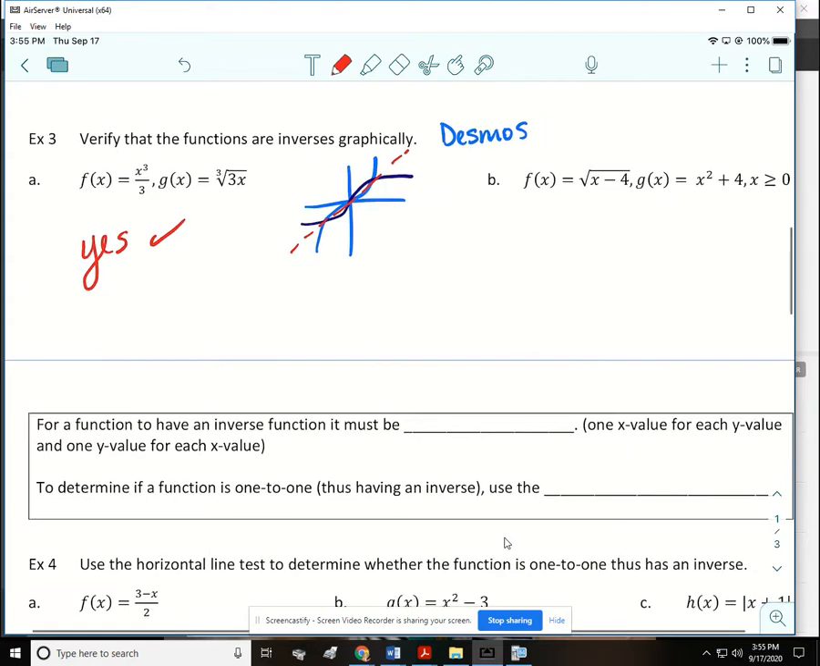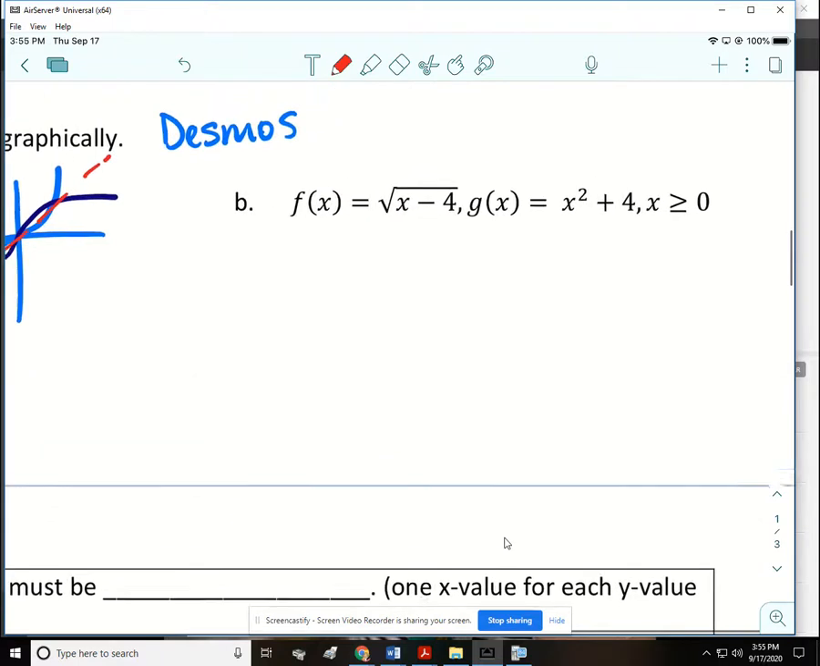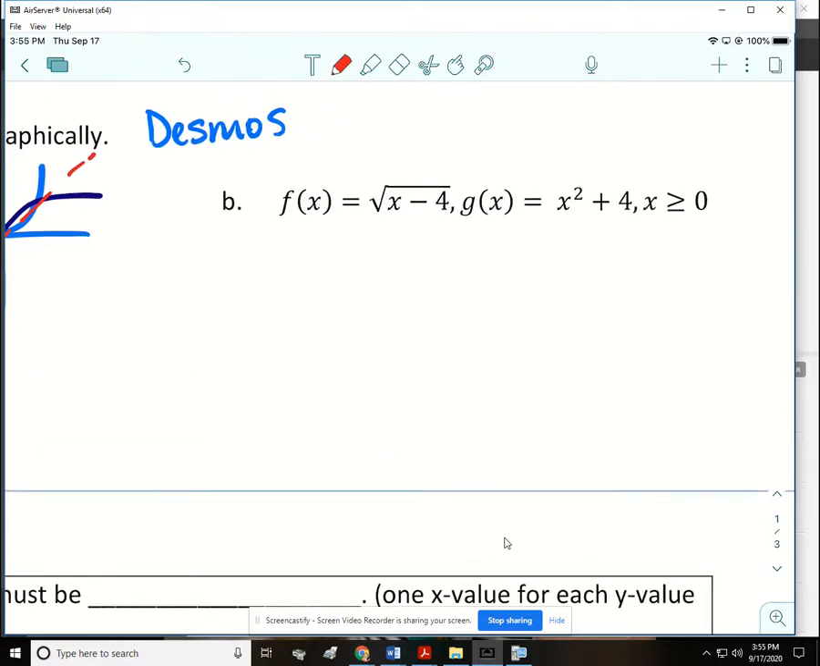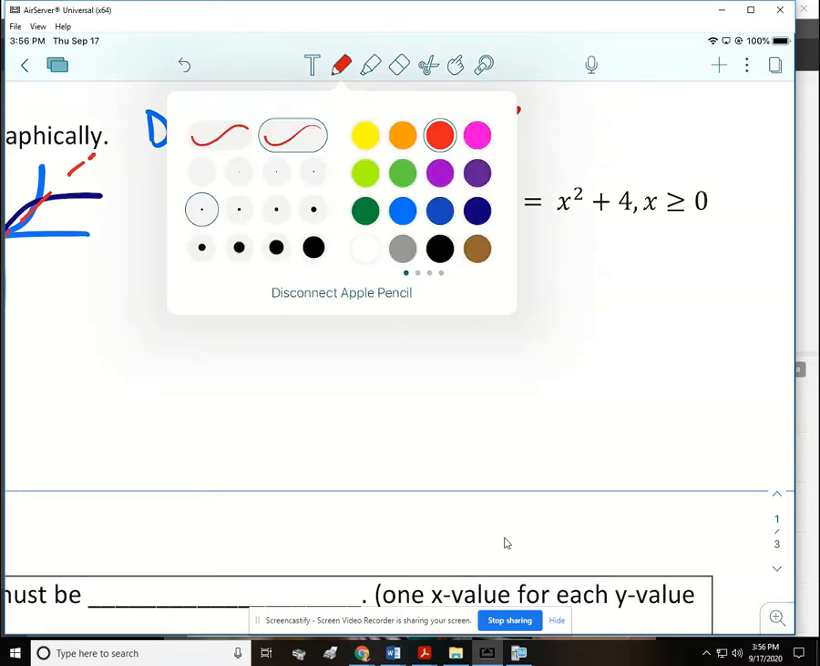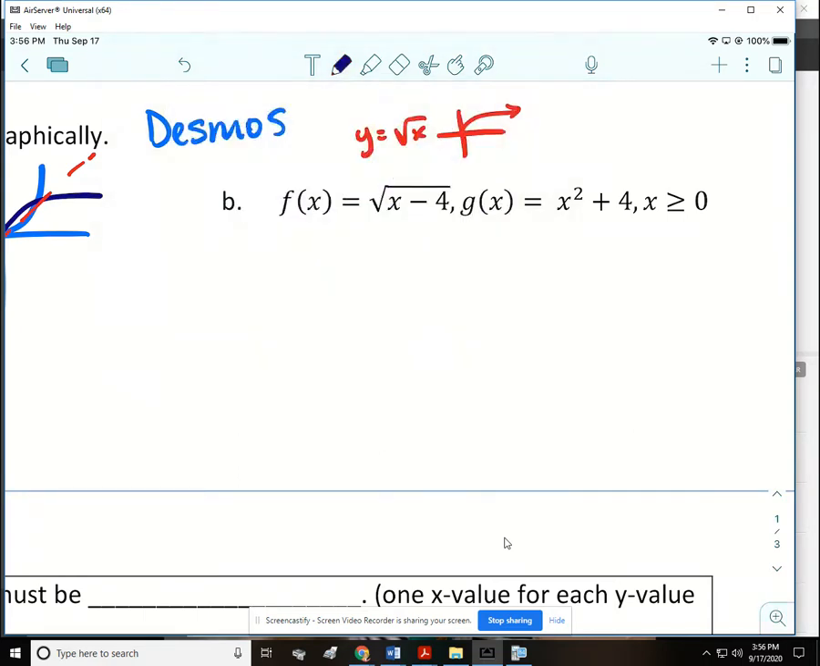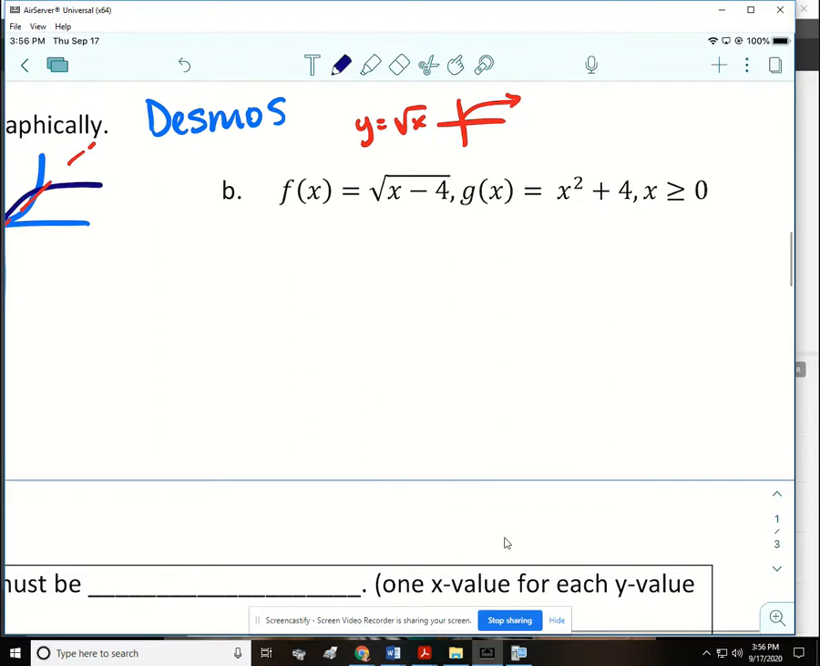All right, so I'm going to do B without a calculator, just using transformations. So the parent function, y equals the square root of x, just looks like this. It's like half of a parabola on its side. So if I took that and I subtracted 4 on the inside, that's going to shift it to the right 4. So 1, 2, 3, 4. Boom. It would look just like that.